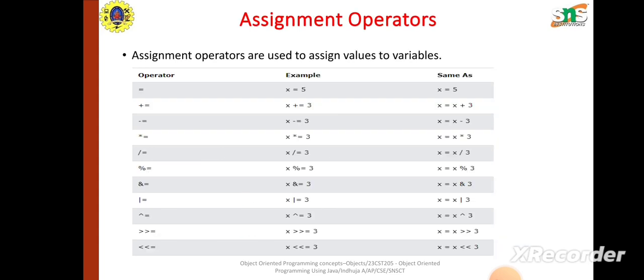Next, assignment operators. The assignment operators that are available in Java are equal to, plus equal to, minus equal to, star equal to, that is multiplication equal to, divided by equal to, modulus equal to, ampersand equal to, not equal to, power equal to, shift operators equal to. Okay, so these are the assignment operators which are available in Java.